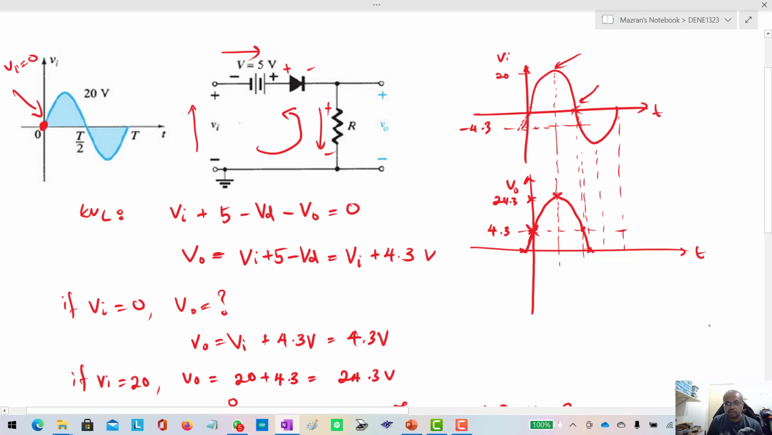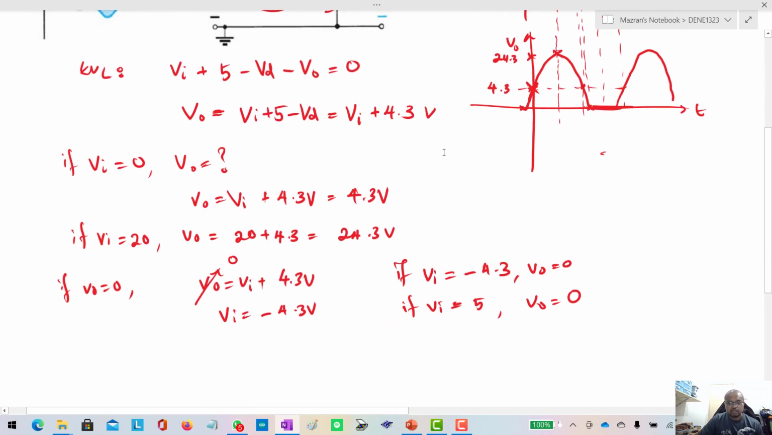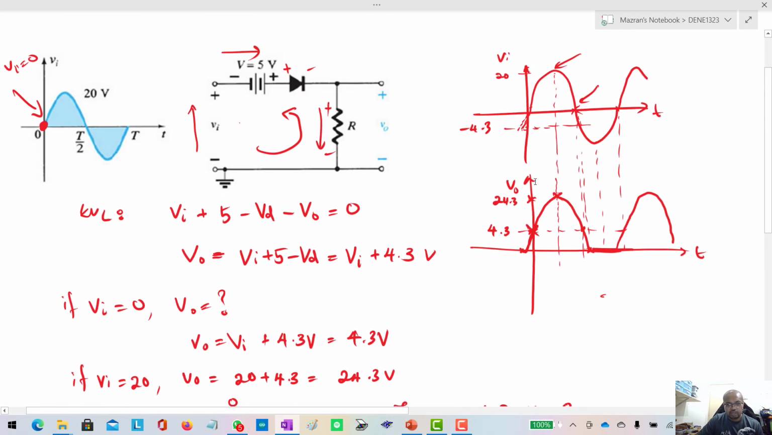So the output will look like here. Oops. Here. The cycle will repeat, like forever until it is turned off. So now you have the output graph from the input graph and this circuit. I hope you understand how to calculate this.